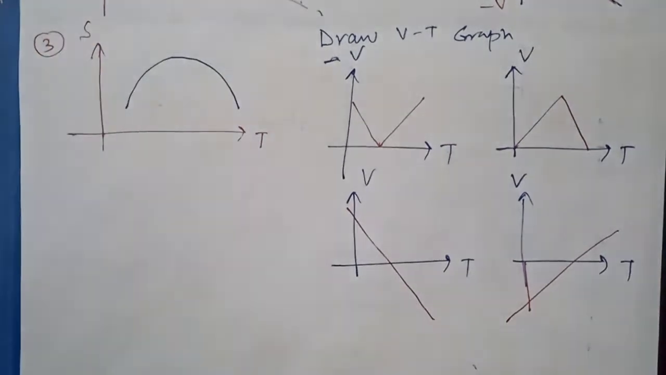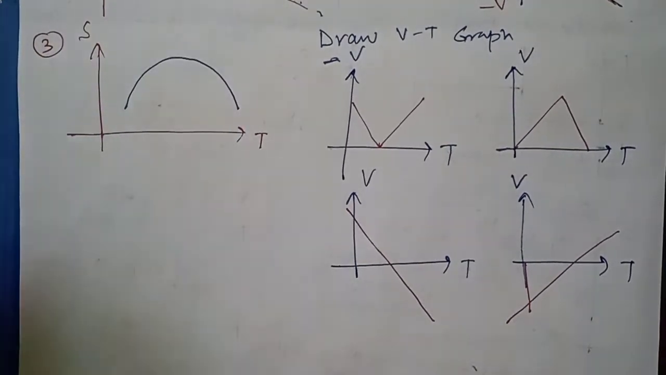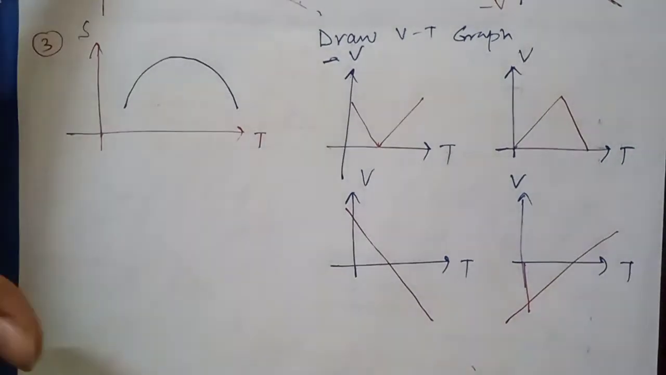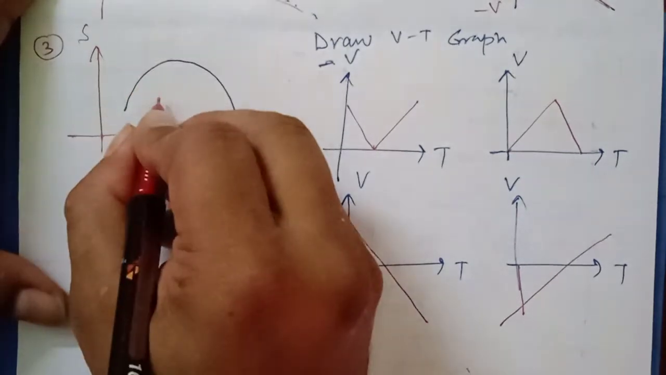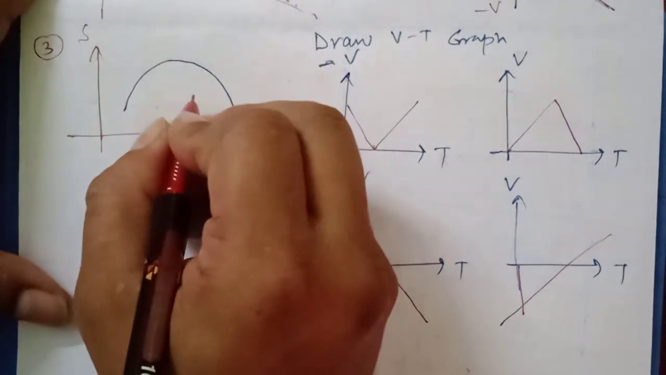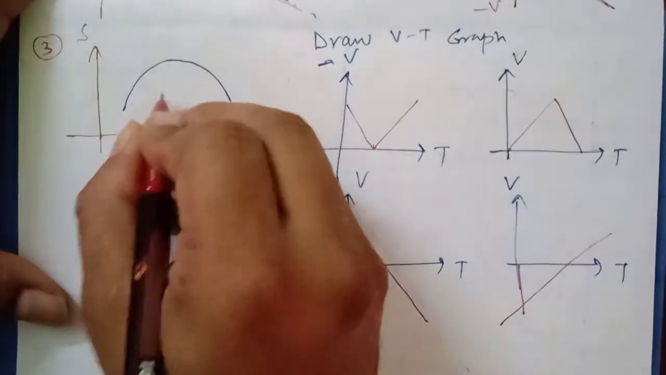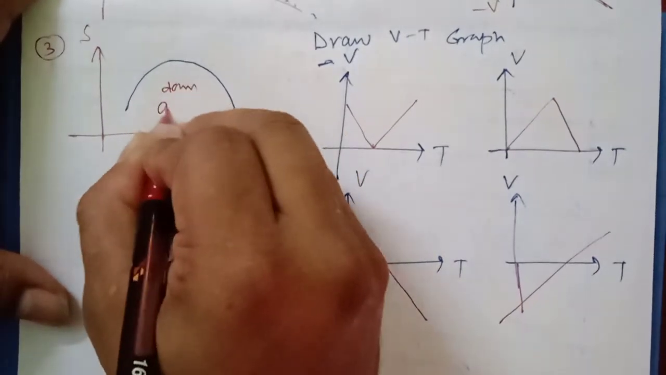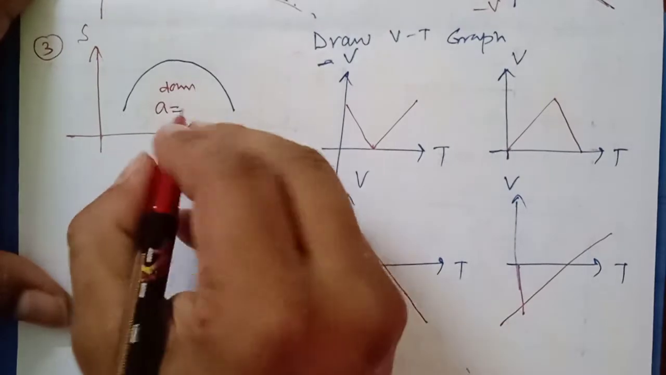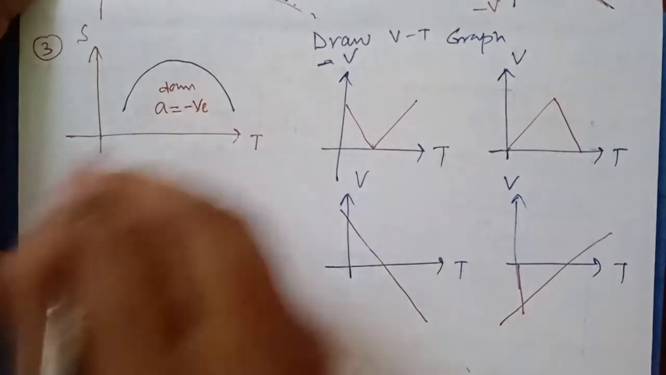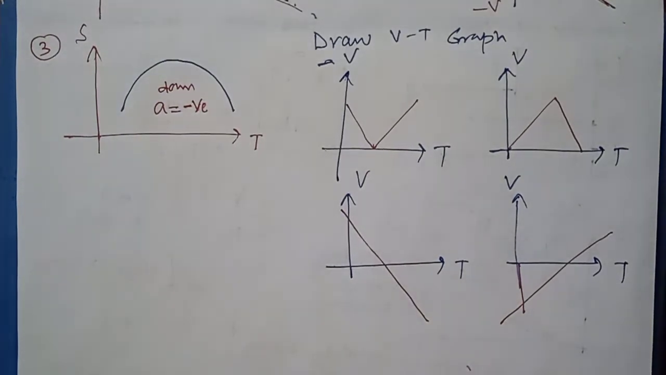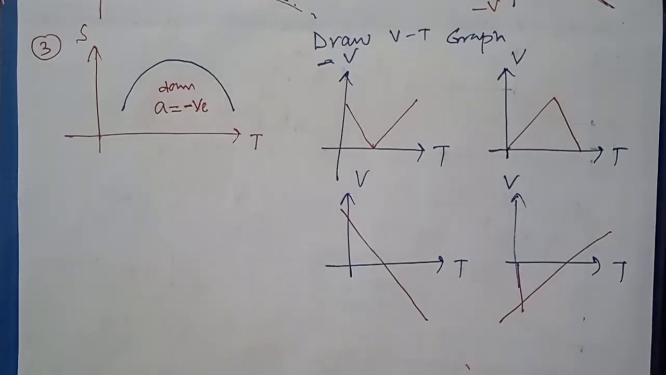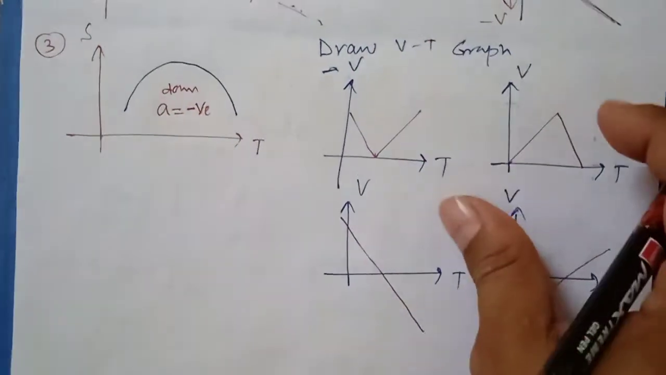Students, in this ST graph, you can divide the graph into three parts. First of all, think: is this concave up or down? This is down, so throughout the graph acceleration is negative. Am I right? Throughout the graph, acceleration is negative, concave down. Now, students, you can divide it into three parts.